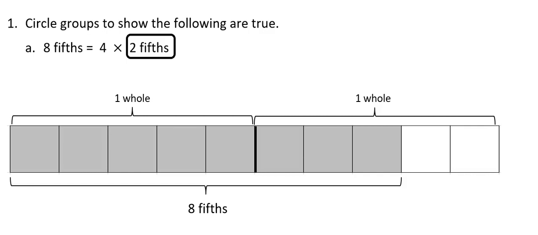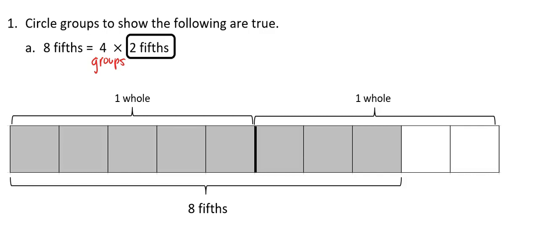Question 1 says, circle groups to show that the following are true. The first question says 8/5 equals 4 times 2/5. When we think of multiplication, our first factor is telling us how many groups we have. So 4 times 2/5 is the same thing as 4 groups of 2/5. Now we have to prove on the tape diagram that 4 groups of 2/5 equals 8/5.